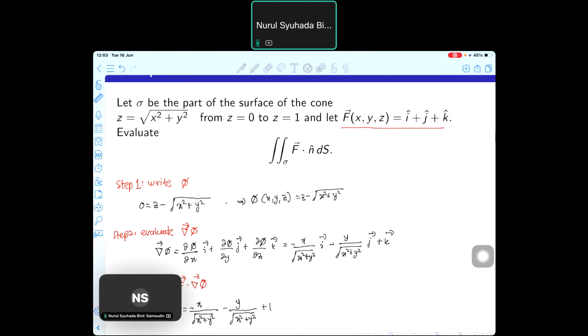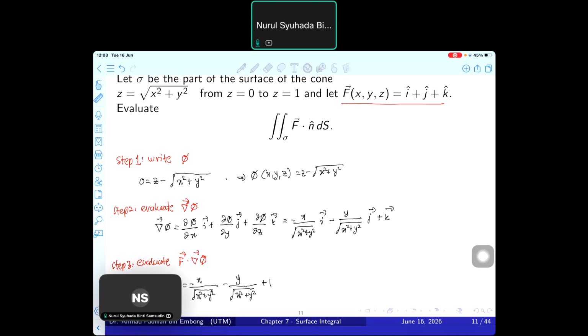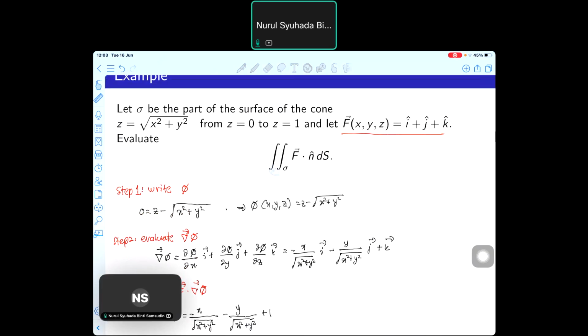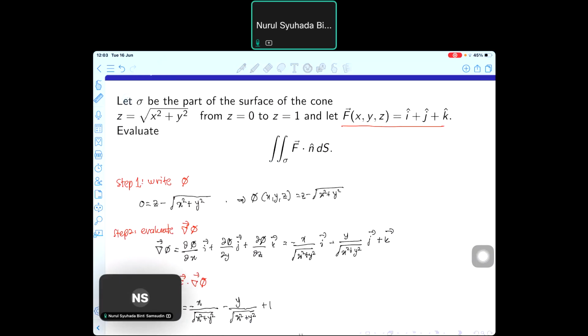So to evaluate the surface integral of the vector field, first of all, we can write the function phi. To write the function phi, we are going to move the right hand side to the left hand side to get this equation. So we will get 0 is equal to z minus square root of x squared plus y squared. So we are going to take everything over here to become our function phi.